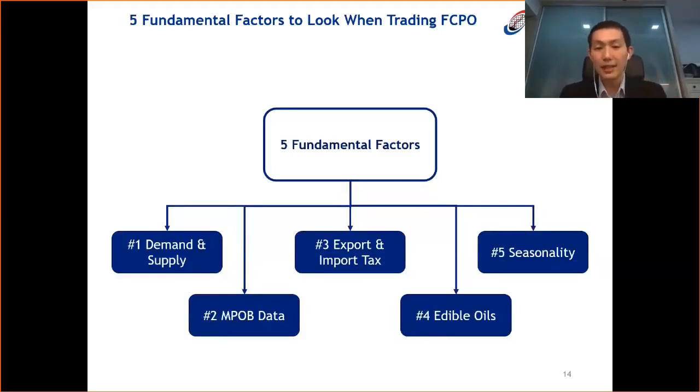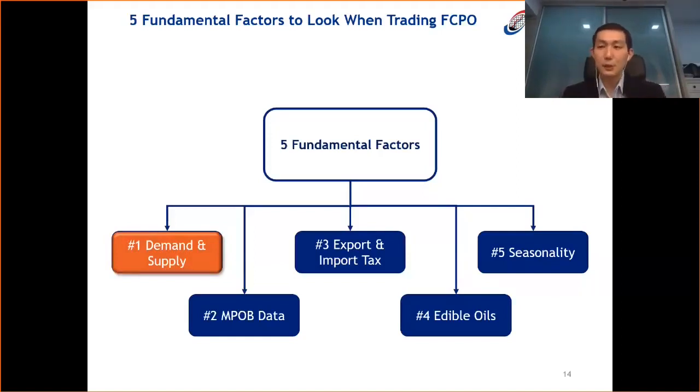So later on, as I go through each and every factor in detail, you will be surprised, especially by factor number 5, seasonality. Do you know that seasonality itself has certain patterns that we traders can take into consideration, and it gives us some good advantage in trading the FCPO market? So later on, I'm going to disclose it all to you. So now let's go into the first factor, demand and supply.